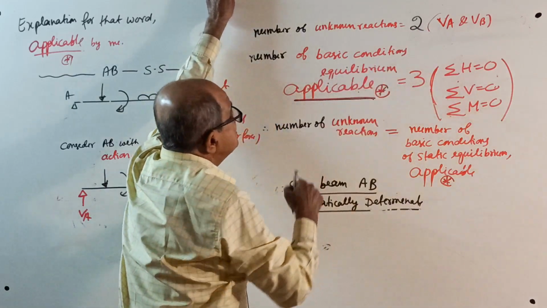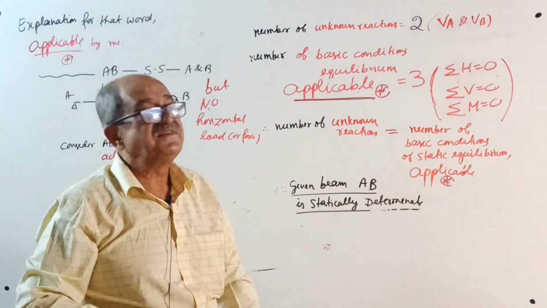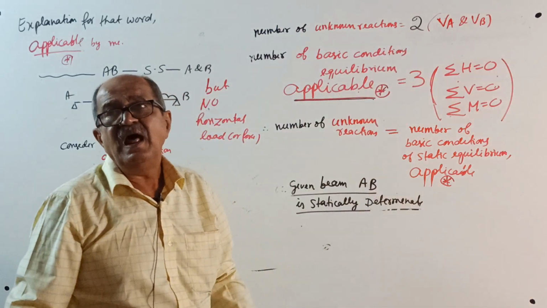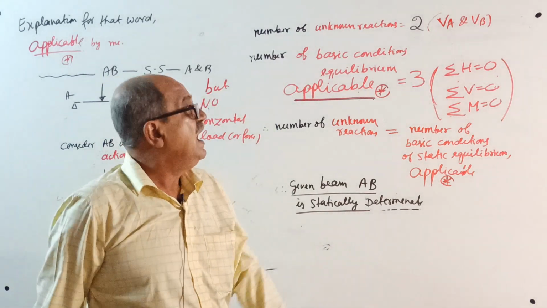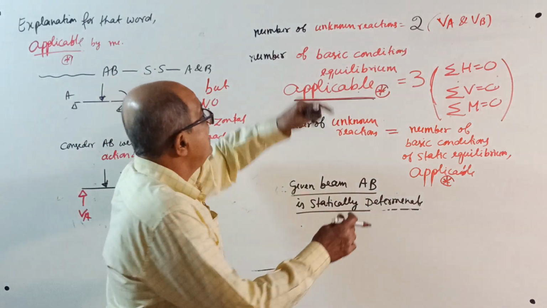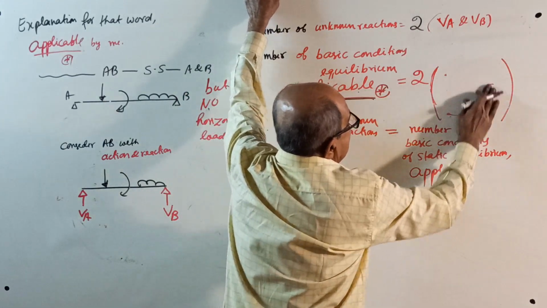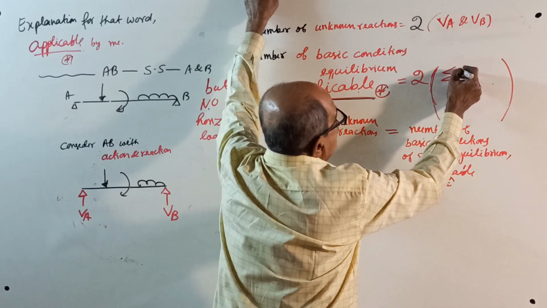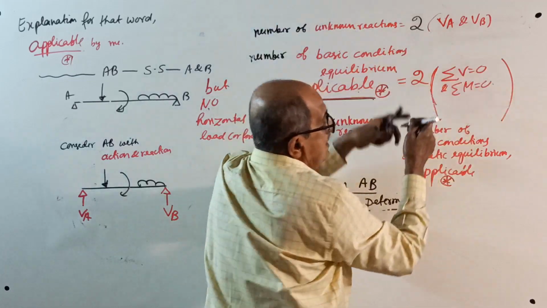The number of basic conditions of equilibrium applicable is not 3. If it is 3, it is nonsense. If 2 unknowns are there, the number of equations can be less than or equal to the unknowns. Unknowns lesser and equations more is an unstable structure. It is only 2. Which ones? Sigma V equal to 0 and sigma M equal to 0.